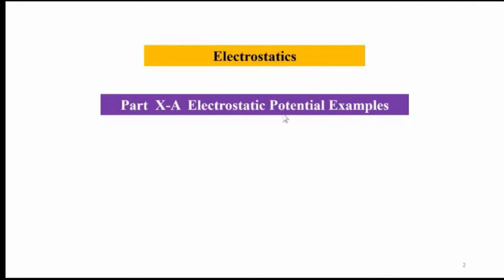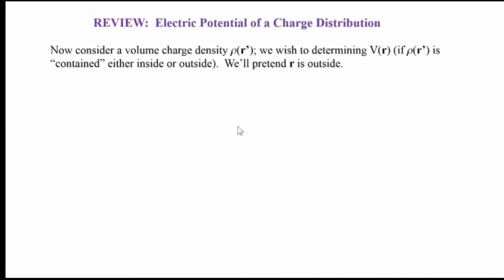Let's take a look at some examples where we're going to find the electrostatic potential. I want to just go over again the form of the electrostatic potential for a charge distribution, and you recall if you took a volume charge density ρ, we could determine the potential at a position r. We can take ρ being inside or outside and contained. We'll pretend that the vector r, the field point, is outside.